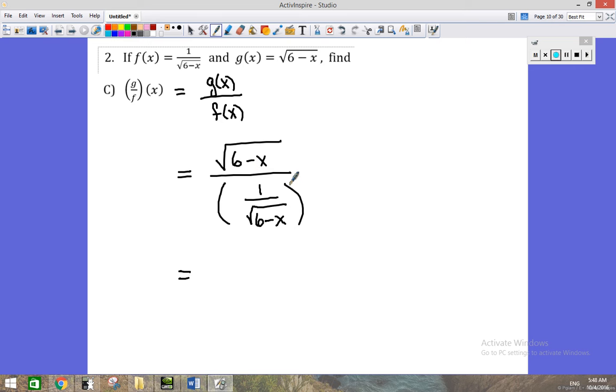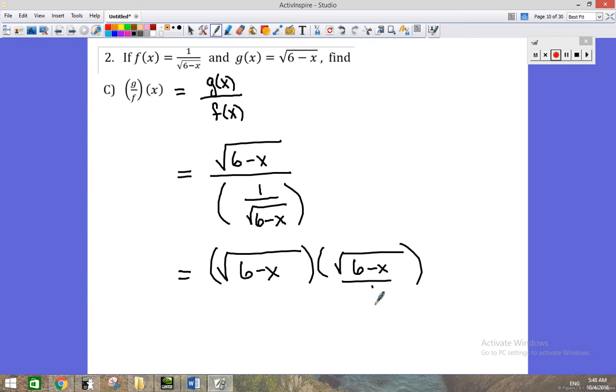Division is the same thing as multiplication by the reciprocal. So I have my numerator, and I can change this division to multiplication if I take the reciprocal. This is just over 1. You don't really have to write over 1. When I multiply these, the radical goes away. So there's my answer for part C.